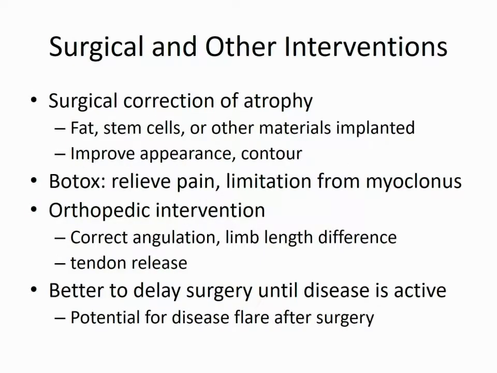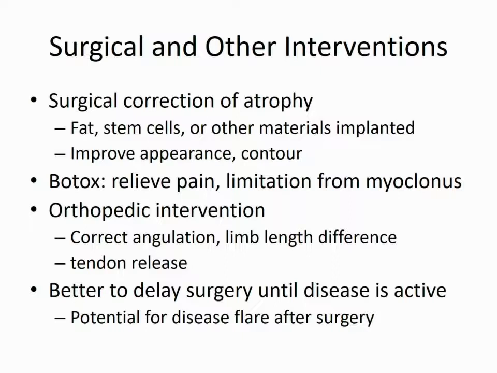So then there are surgical interventions for some patients. We're going to touch a little bit on this in the next talk, but for patients that have facial lesions where there can be some asymmetry or lots of atrophy, then fat, stem cells, and other materials have been implanted and can improve the appearance and contour. Some have used bone grafts to try to improve it also. Botox, as I mentioned, can relieve pain.